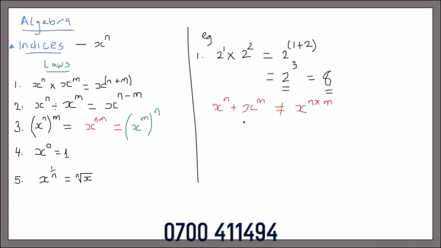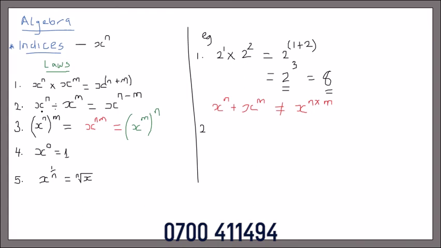When you find such a case, what you have to do is just use your calculator and you get what you need. Indices only work in this way when we have multiplication. On this side you multiply indices, but you're not adding. When you add indices, just press your calculator and you get what you need. Alright, let's proceed to law 2.